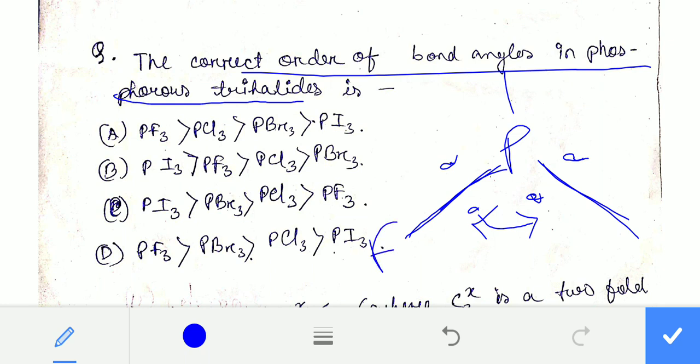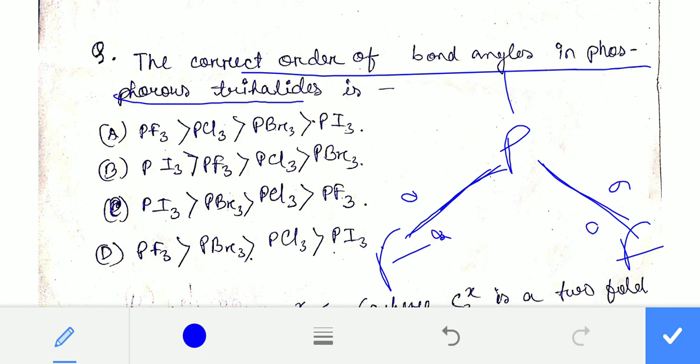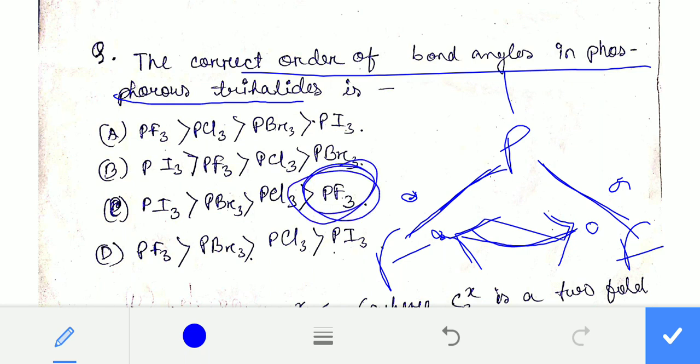So when fluorine is attached with the phosphorus, since fluorine is the most electronegative element, the bond pair will shift towards the fluorine atom and will have the least repulsion, which causes a decrease in bond angles, right? This compound, PF3, will have the least bond angles, right?